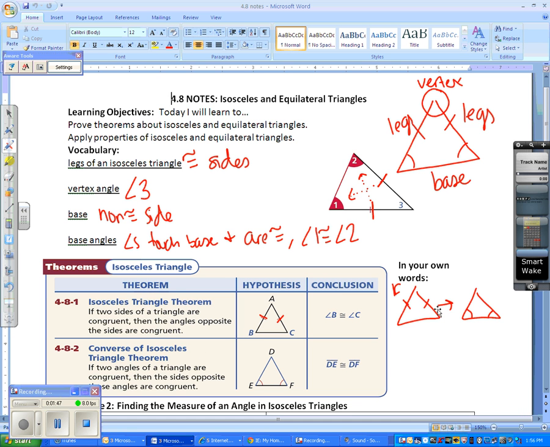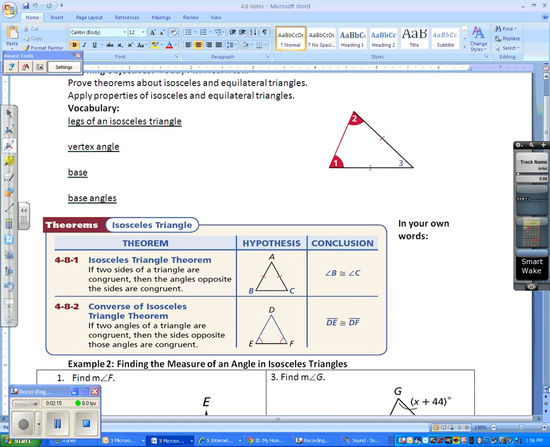The converse, remember, converse just means we flip those two statements around. So notice in this theorem, I told you that those two angles are congruent, and then you can conclude that those two opposite sides are going to be congruent. So if I was going to write that down on my cheat sheet, it would look like this. If I have this, then I know this. So again, I would write this on your cheat sheet.